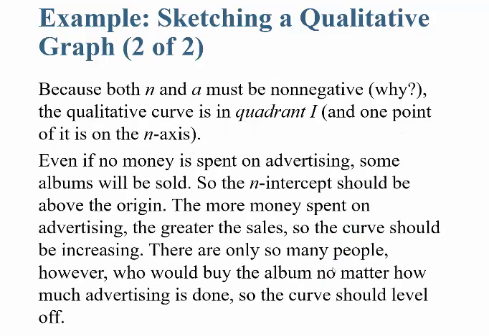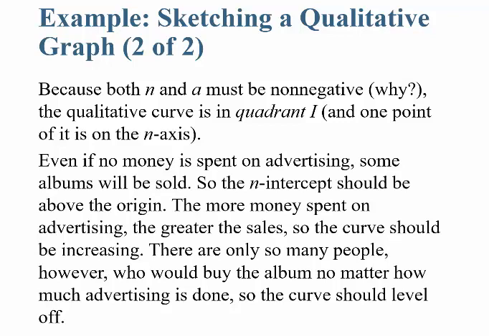All right, so even if no money is spent on advertising, some people are still going to buy the Radiohead album. Doesn't matter if there's no advertising. So the n-intercept should be above the origin, right? The more money spent on advertising, the greater the sales. So the curve should be increasing.